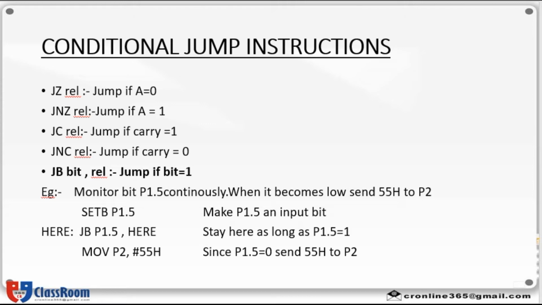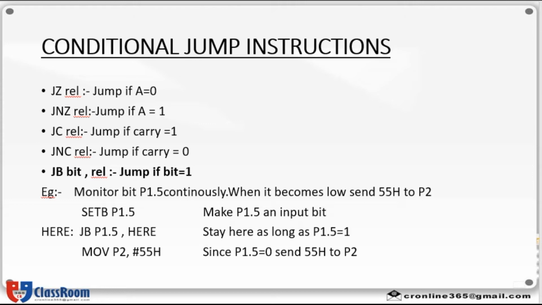Then fourth instruction type is JNC. JNC is the reverse of JC. That means jump if carry is equal to 0. JNC means jump no carry. That means the carry value is set as 0. If there is no carry value, then you can jump to the specified address. Otherwise, you can proceed with the next instruction.